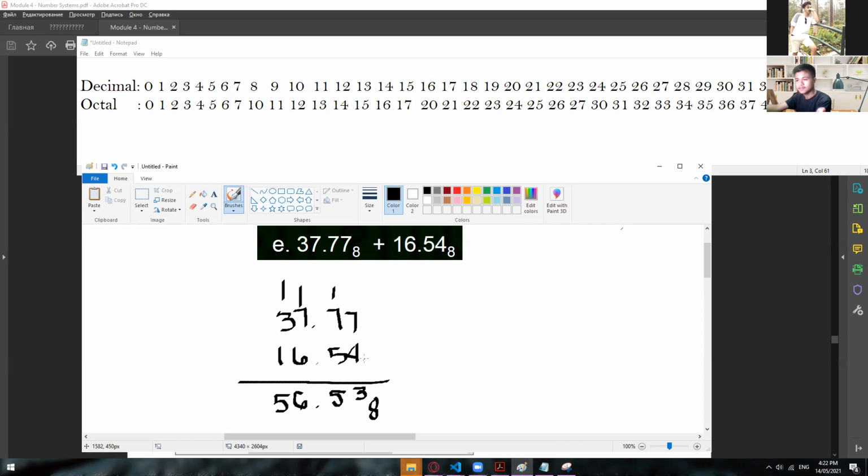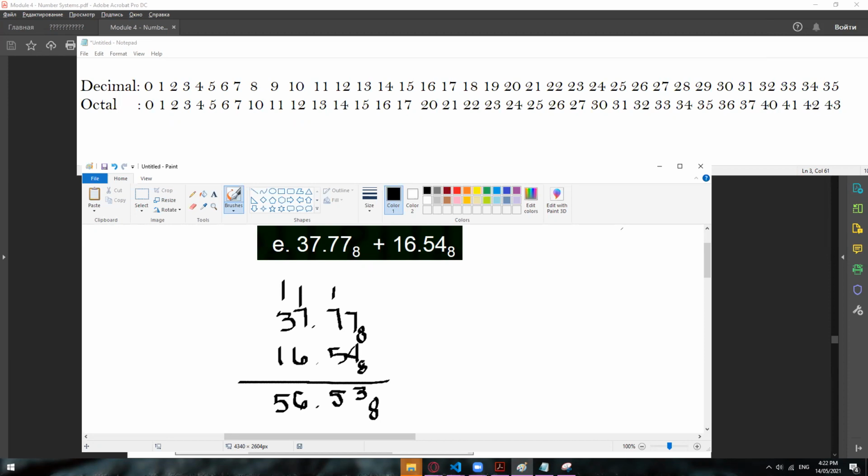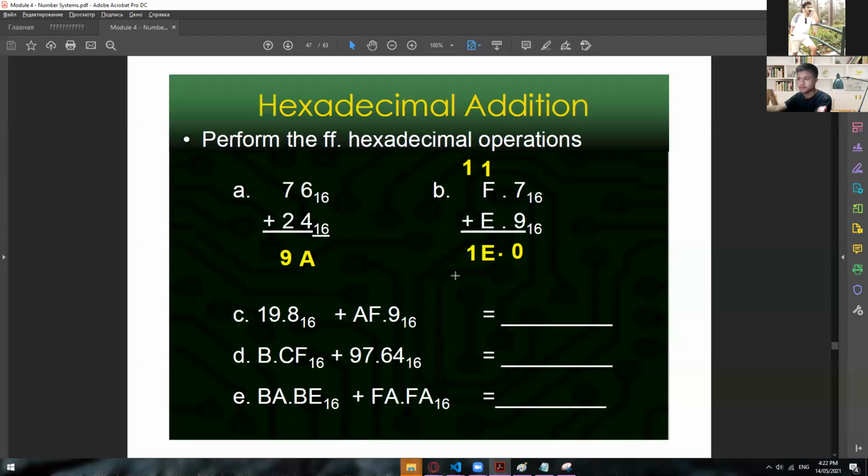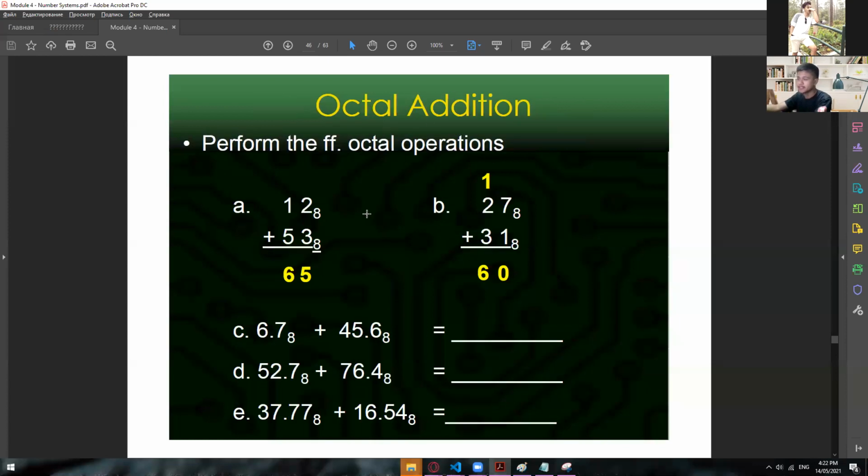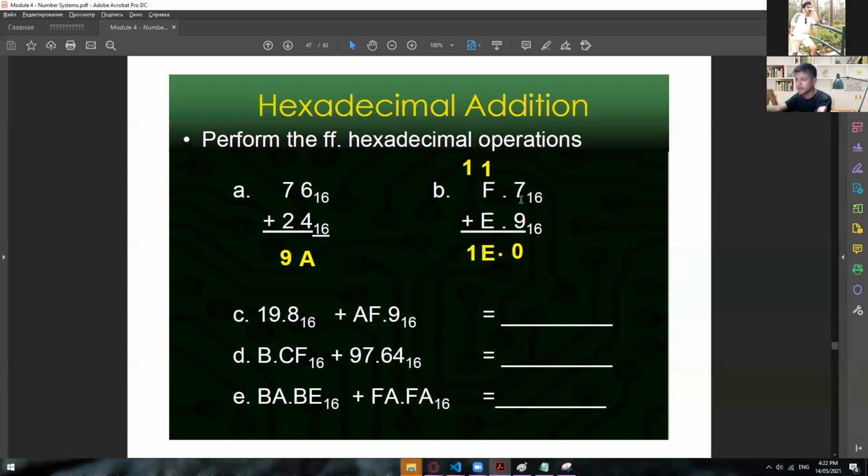Okay, so are we clear so far? This is base 8, this is base 8. All right, so any other questions? Just raise your hand if you have a question. All right, so I guess none. So that's it for the octal addition. So let's now proceed to hexadecimal.